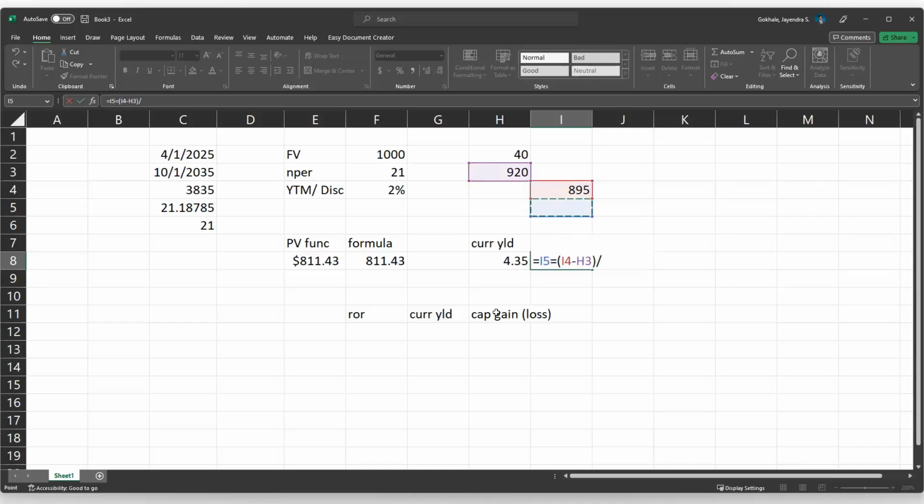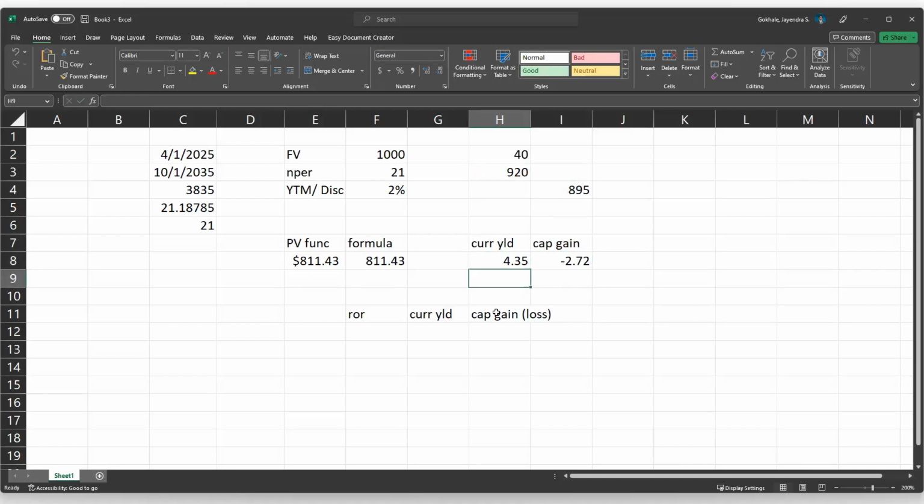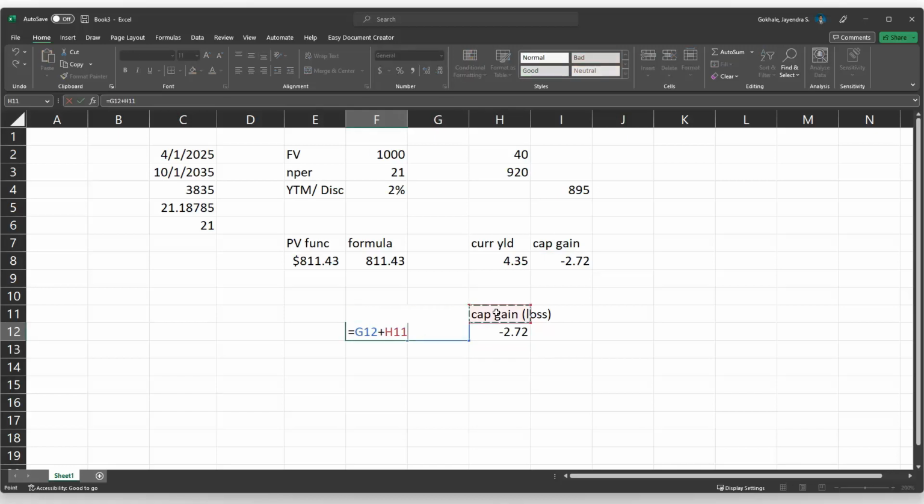The original purchase price, just like before, times 100. So there are two components of rate of return. The first component is current yield, and the second component is capital gain in percent, and the rate of return will be the sum total of these two.